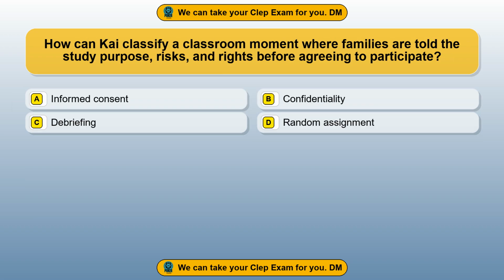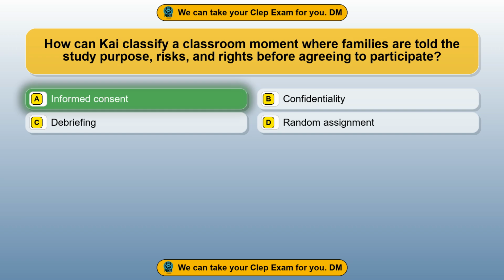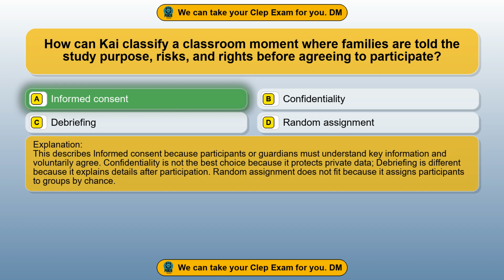Question 100. How can CLEP classify a classroom moment where families are told the study purpose, risks, and rights before agreeing to participate? Option A, informed consent. Option B, confidentiality. Option C, debriefing. Option D, random assignment. The correct answer is option A. Informed consent. This describes informed consent because participants or guardians must understand key information and voluntarily agree.